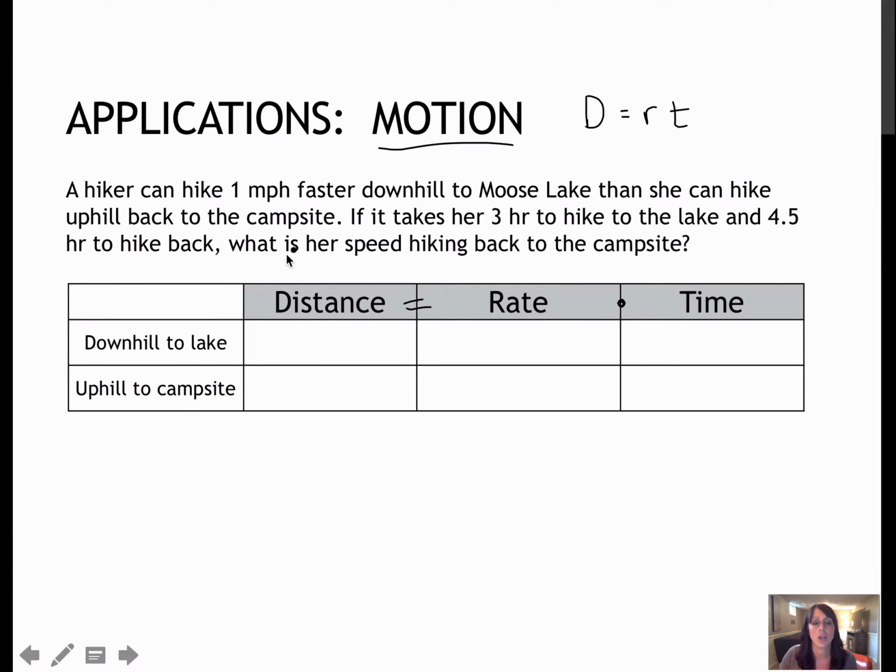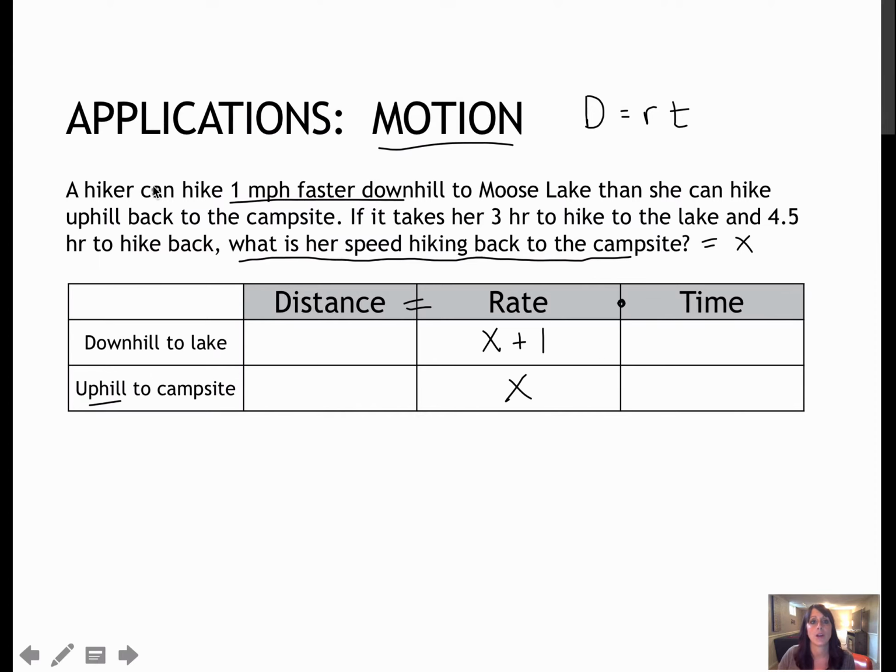In this case, again, we always want to use our variable to equal what we're trying to solve for. So in this case, x is the speed hiking back to the campsite. So that would be the uphill version, my rate. So rate and speed, of course, are the same thing. What else do I know about rate? I know that the hiker can hike 1 mile per hour faster downhill. So if the rate uphill is x, the rate downhill is 1 mile per hour faster.